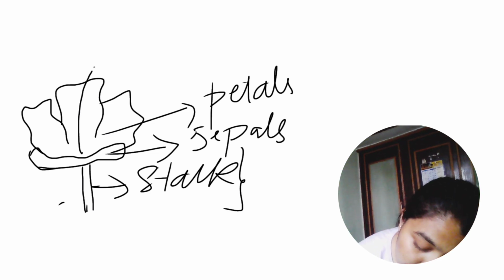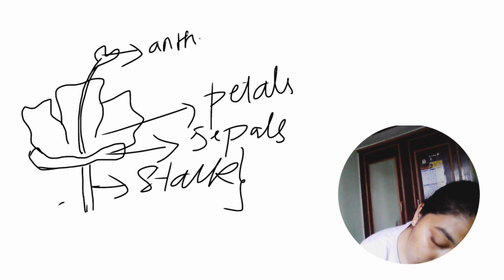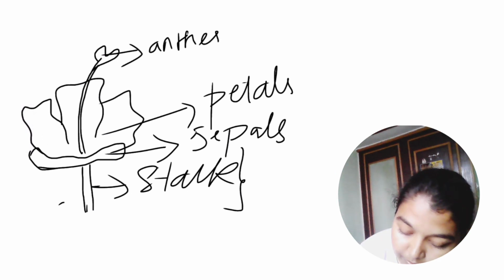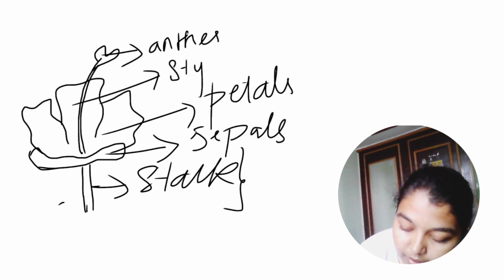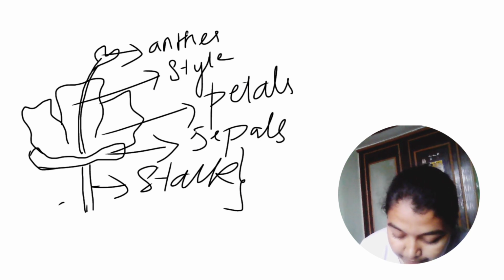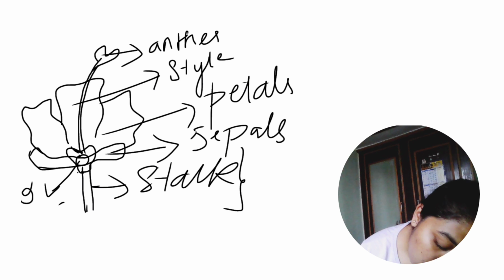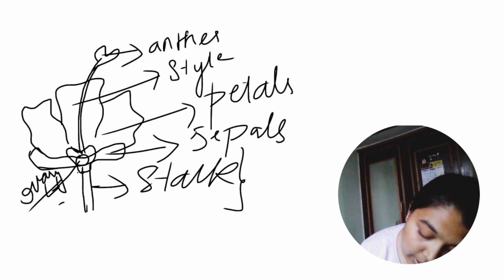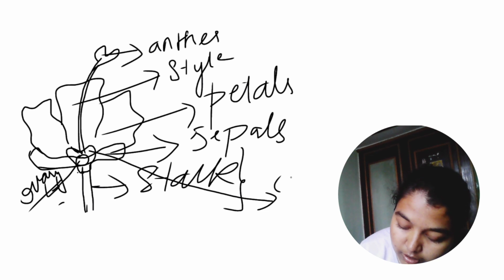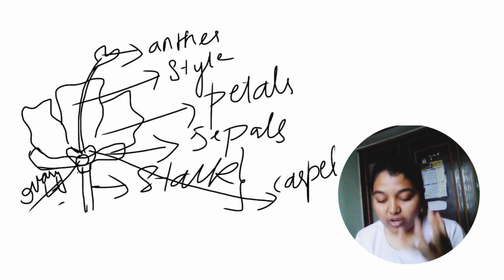Just draw a line like this. This is the anther and this is the style. Now I'm drawing the female reproductive organ. The middle part is called the ovary and the outer part is called the carpel. So this is the diagram or structure of a flower.